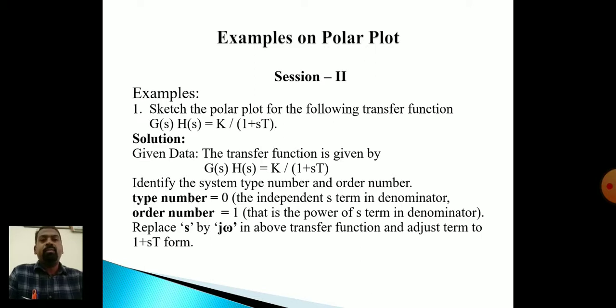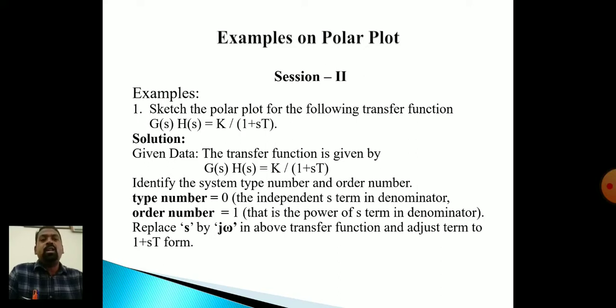The given data is the open loop transfer function, that is G(s)H(s). If it is given as a closed loop transfer function, you have to convert it into an open loop transfer function. What is the definition of closed loop transfer function? That is the ratio of output to the input variable, given by G(s) divided by 1 plus G(s)H(s). So if it is given closed loop transfer function, your job is to convert it to open loop transfer function, that is G(s)H(s).